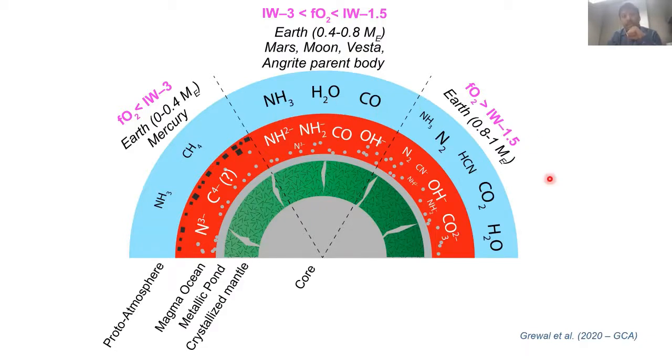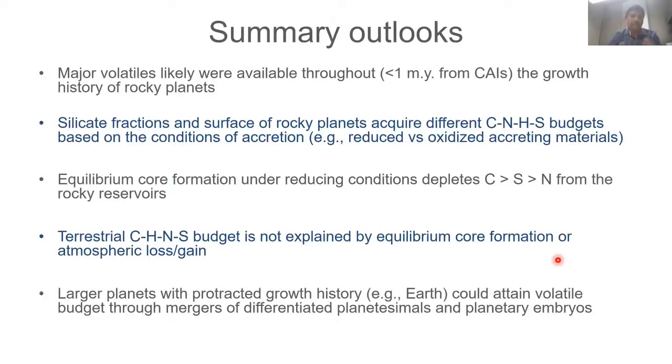And then at the final stage of Earth's growth, you will probably get things like HCN or CO2 and H2O and so on. So with that, I'll wrap up and put out the summary slides for you guys to look at. Again, it just says that the major volatiles likely were available throughout the growth history of protoplanets in our own solar system. And the silicate fractions and the surface of rocky planets likely acquired very different C, H, and S budgets based on the conditions of accretion and differentiation.